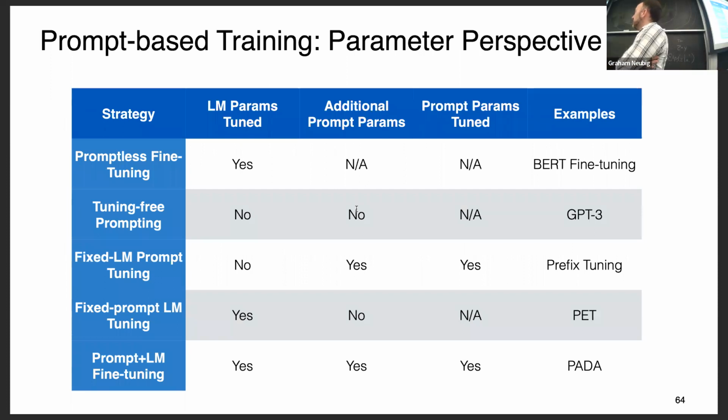And so we have a breakdown here, which is also broken down in the survey paper that I cited. Basically, promptless fine-tuning is where we don't have any prompts, but we train all of the language model parameters. Tuning-free prompting is where we don't train any parameters. Another way to think about it would be the human-designed prompts in the middle here. Fixed LM prompt tuning is where we tune only the prompt's parameters. So that would be up to maybe prefix tuning or prompt tuning here.